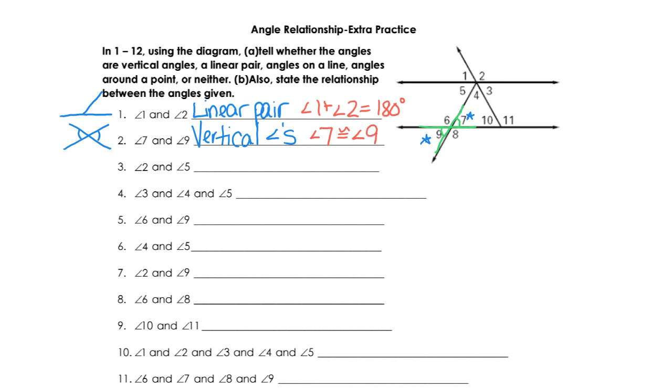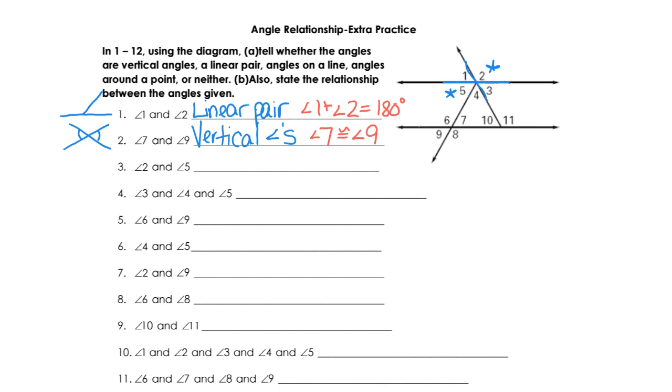All right, number 3. Angle 2 and angle 5. Angle 2 is here, angle 5 is here. It seems like we have that same kind of bow tie shape, except if I trace over angle 2's sides, you'll see that it's not exactly the same two sides as angle 5. See how this line here isn't traced over? So we have a problem there. Angles 2 and 5 are very deceiving. They are almost vertical angles, but they are not.